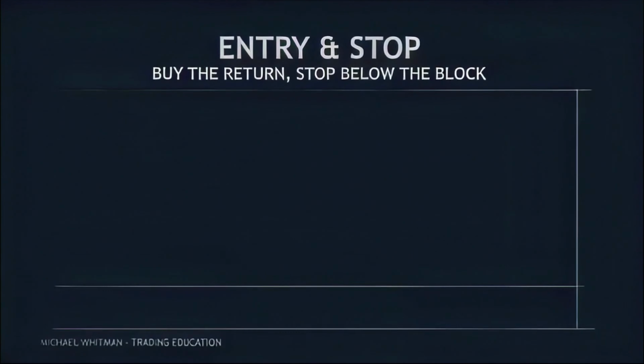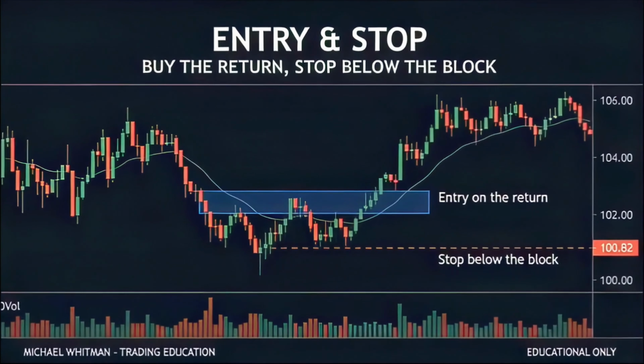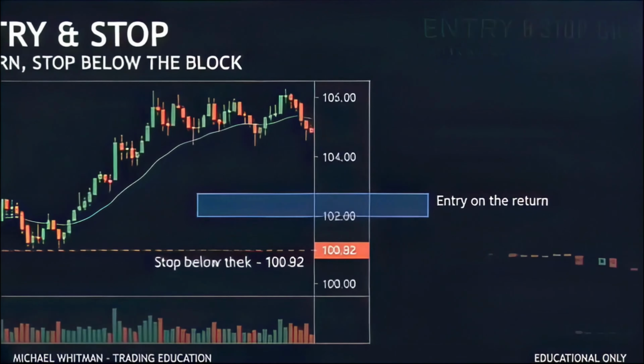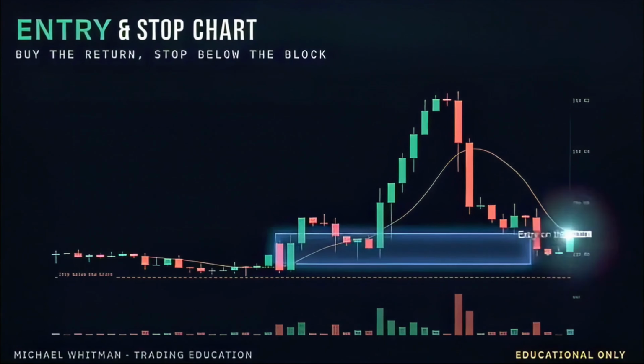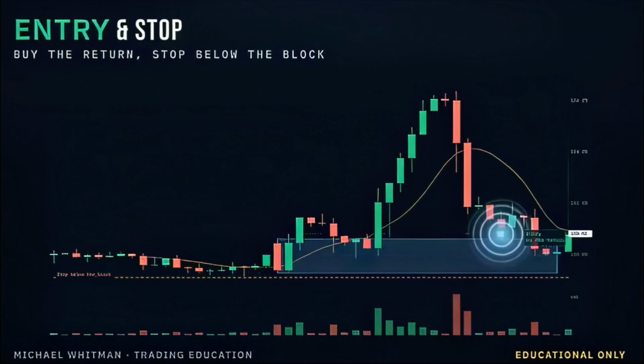Now let's turn a zone on a chart into an actual trade, because a zone is worthless until you know exactly what to do when price arrives at it. Your entry is the return to the block. You do not chase price while it is running away from you. That is how people buy the top. You wait, patiently, for price to come back down into the zone you marked. When price taps into it, that is your entry area. You are buying where the institutions bought at a far better price than everyone who chased the initial move.